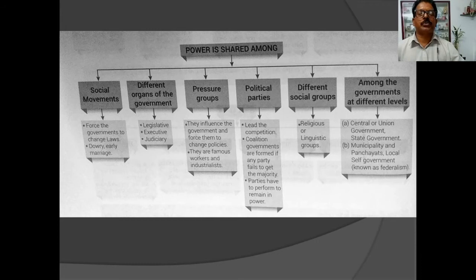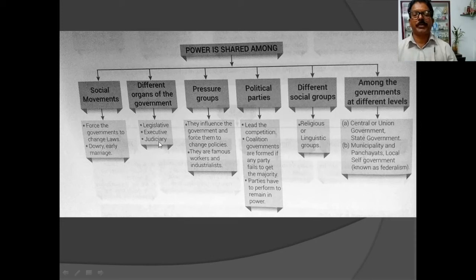Now let us move on to how power is shared among the government at different levels, how power is shared between different organs of the government. First one, let us study how power is shared between different organs of the government. There are three organs of the government: legislature, executive and judiciary.